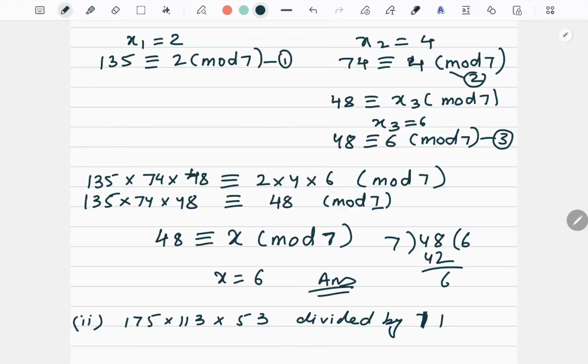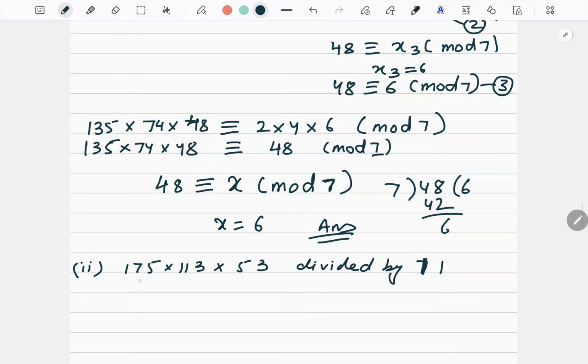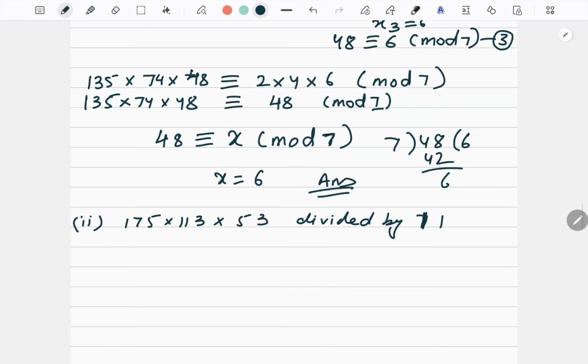This is how you have to do the questions. I hope this is very clear to all of you. Now let's move to the next question. Now again, 175, 113 and 53 divided by 11. So let us do one by one. 175 congruent x1 mod 11.